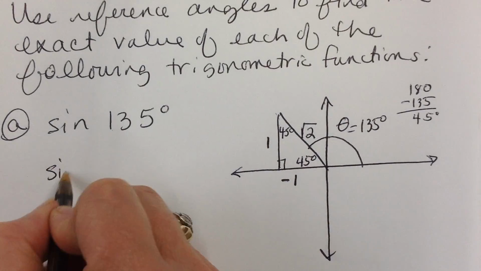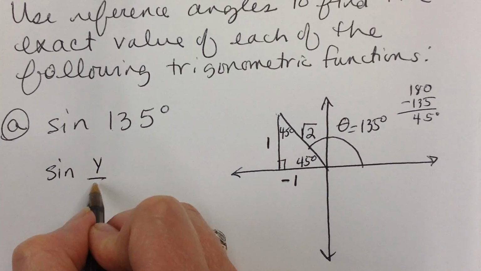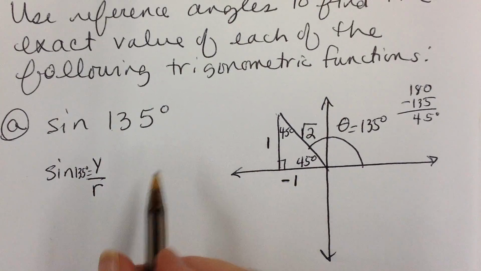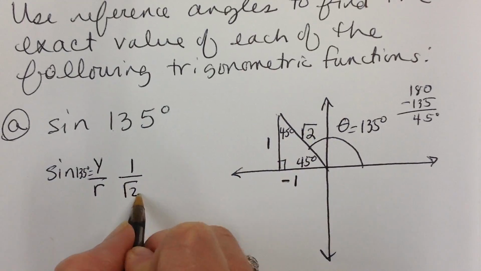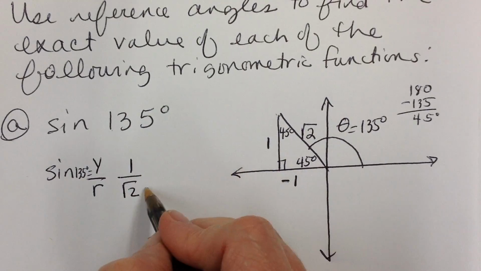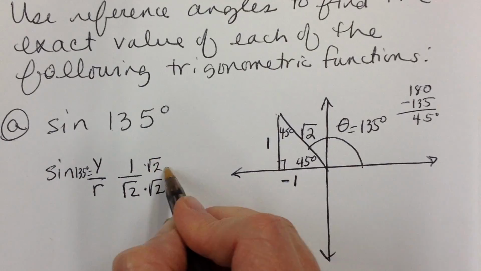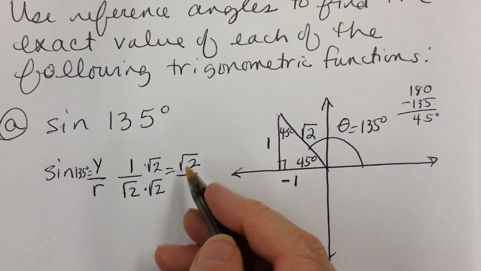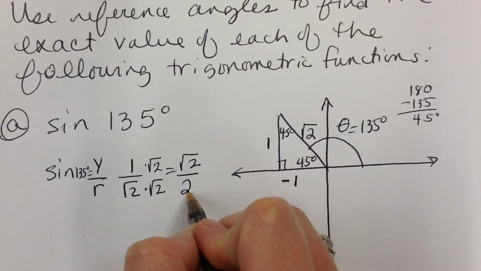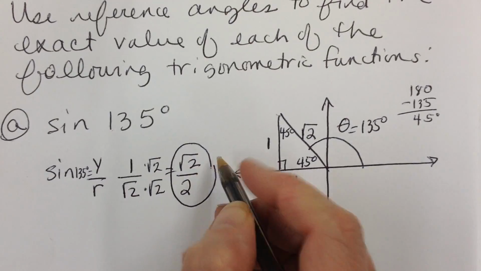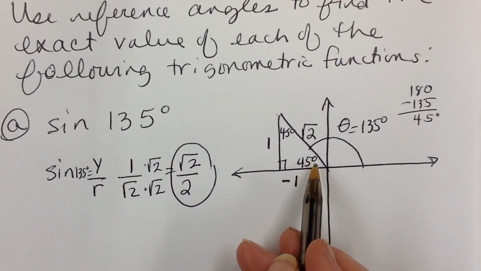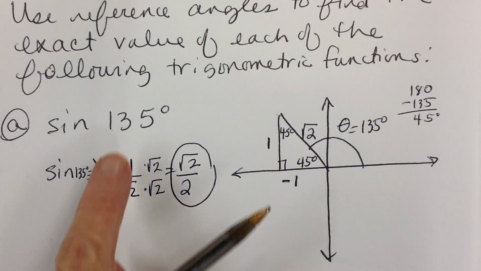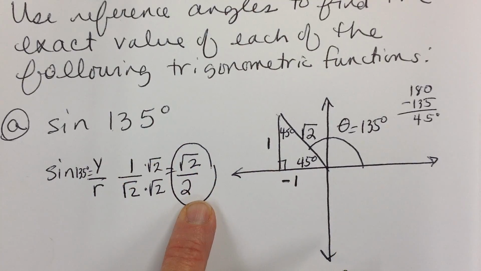So, sine is y over r. Sine of 135 degrees is y over r. Well, y is 1 and r is square root of 2. But don't leave me the square root of 2. Multiply numerator and denominator. You can't leave me a radical in the denominator. So I end up with square root of 2 over square root of 2 times square root of 2, which gives you square root of 4, which is 2. Therefore, since the sine of the reference angle of 45 degrees is square root of 2 over 2, then the sine of 135 is square root of 2 over 2.